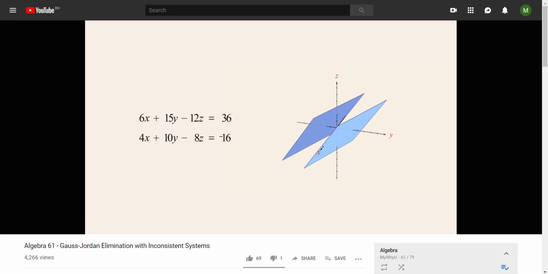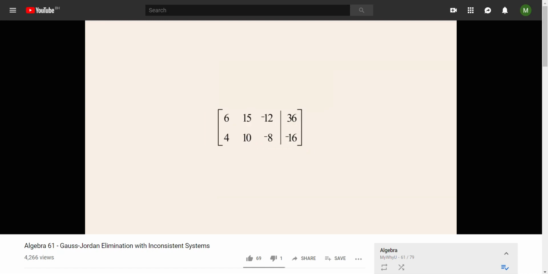Fortunately, even if we don't notice that two equations in the system describe parallel planes, Gauss-Jordan elimination will take care of this for us. So let's see what happens when we represent the system in matrix form and use Gauss-Jordan elimination to convert the system to reduced row echelon form.